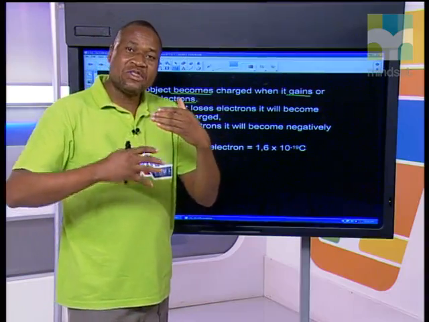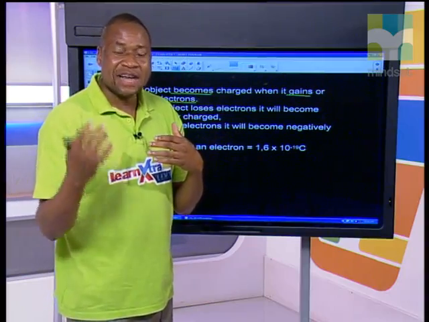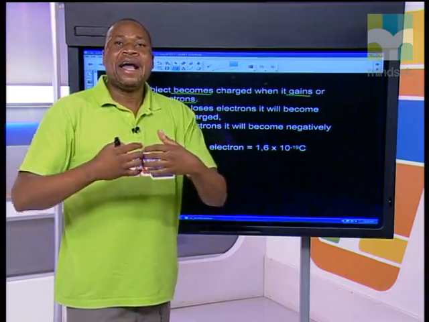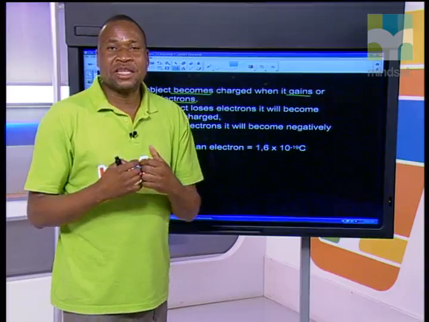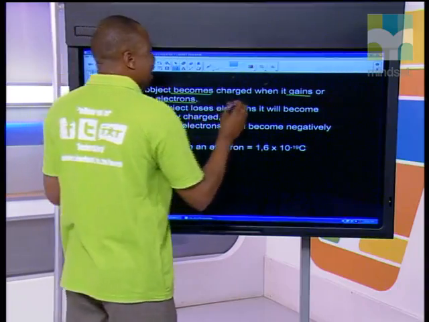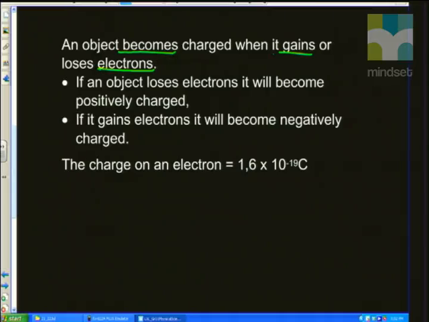So when these electrons are gained by another object, that object becomes negatively charged. When these electrons are lost by an object, that object becomes positively charged. So the charging of objects is actually a result of the transfer of electrons, either gained or lost by an object.